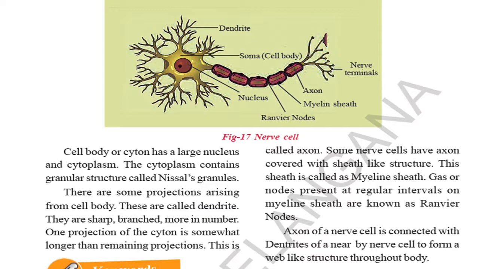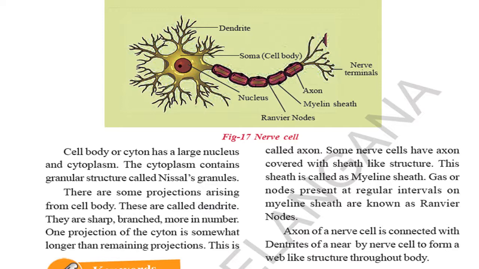Cell body or cyton has a large nucleus and cytoplasm. The cytoplasm contains granular structures called Nissl's granules. There are some projections arising from the cell body. These are called dendrites. Got it, children? See the diagram? They are sharp, branched and more in number. One projection of cyton is somewhat longer than the remaining projections, and this is called axon. The curved one is axon.